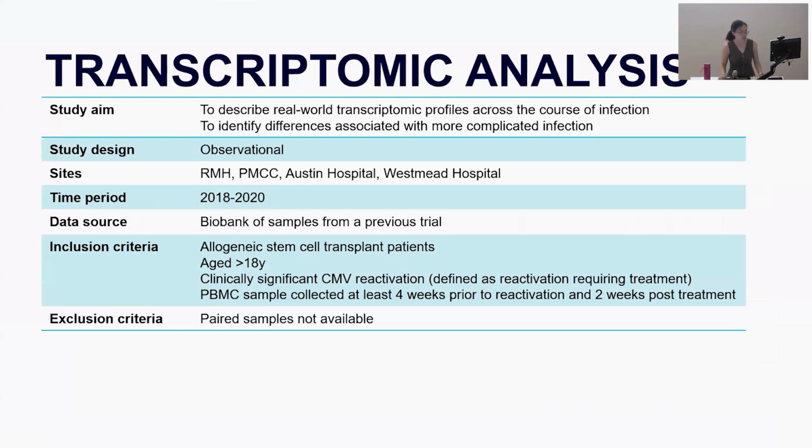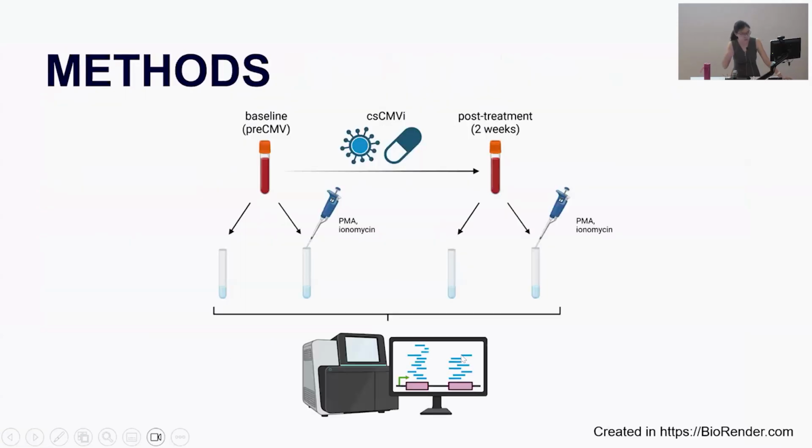But is that all that we can learn from this particular cohort of patients? Hopefully not. So we pulled out the clinically significant CMV infection patients and did RNA sequencing on their samples to look at real-world transcriptomic profiles over the course of infection, and also, hopefully, to identify the differences associated with what we would term a more complicated infection. So this is what we did here.